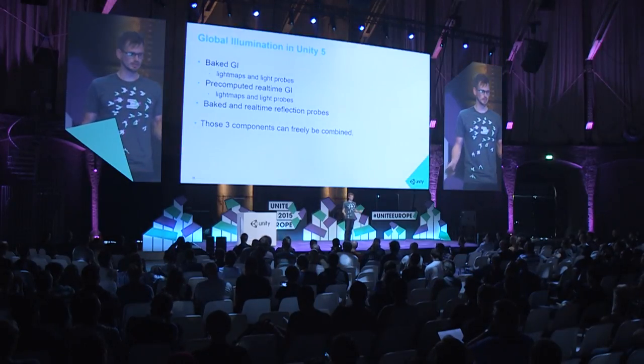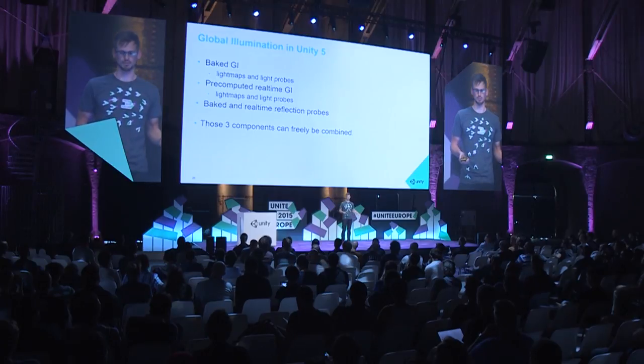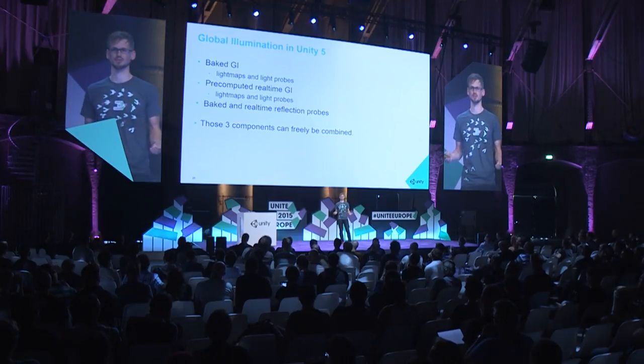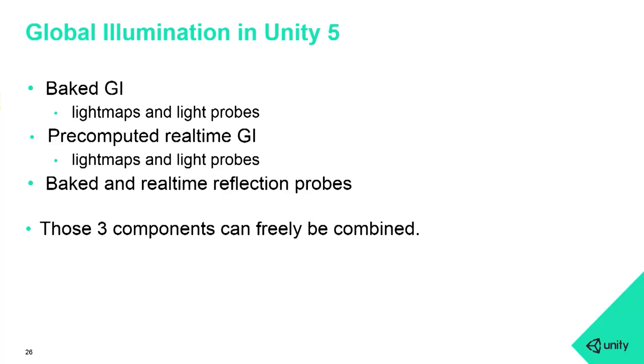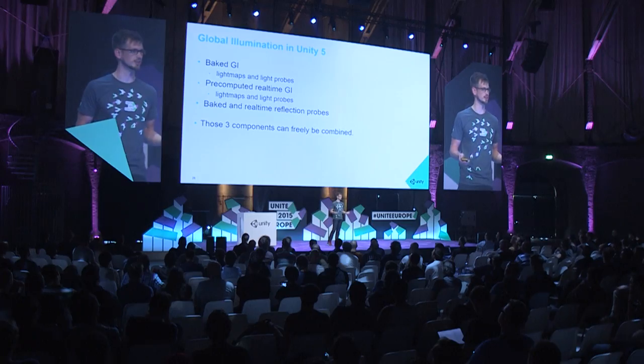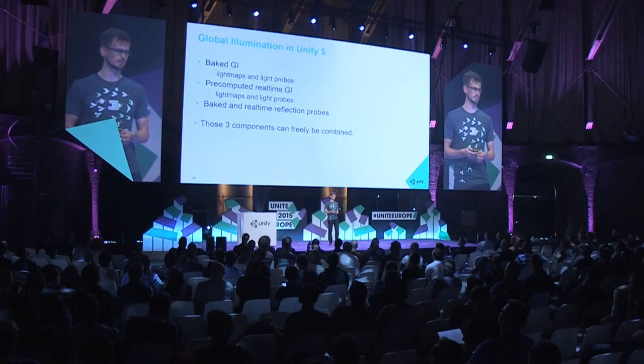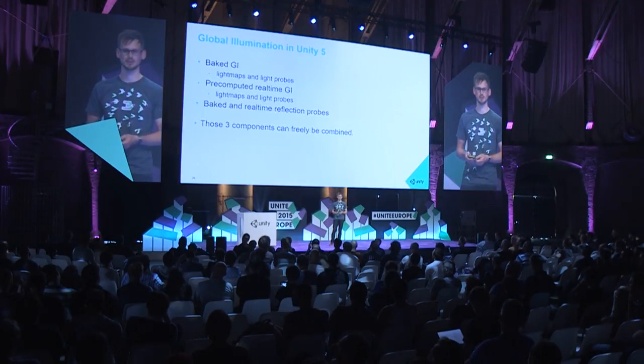So what you can do in Unity 5 compared to Unity 4 is we have this new system based on Enlighten that we use to either bake light maps in the editor or have dynamic lighting in the player. So you can have baked GI, and you can have static light probes, or you can have pre-computed real-time GI, which is used to deliver light maps and light probes that can actually change in the player. And we have the baked and real-time reflection probes. But I'm not going to talk much about reflection probes today.